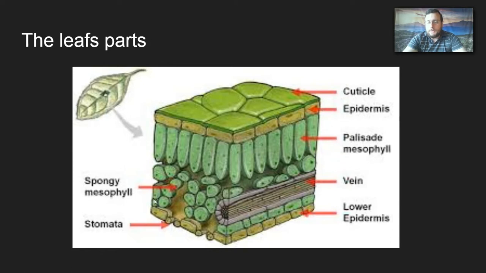And they're called spongy because there's a lot of space between them, because there's a lot of gas coming in and out, that carbon dioxide that's coming in and the oxygen that's coming out, and that fills the space between the cells, and that's why they look more spongy.